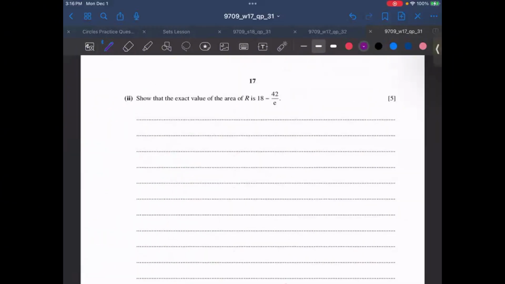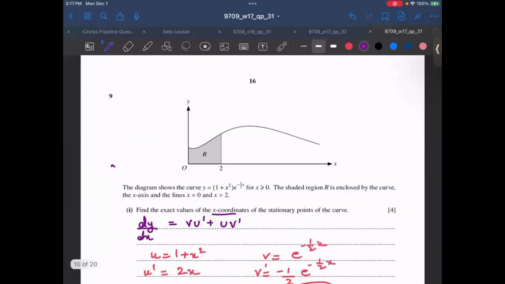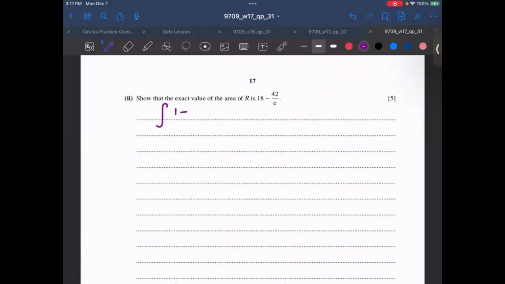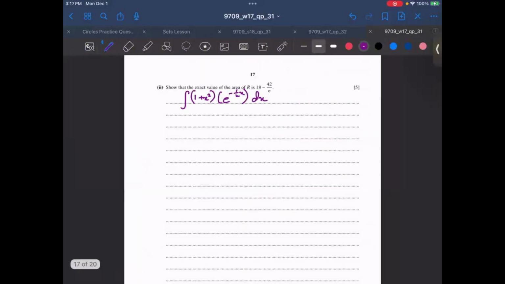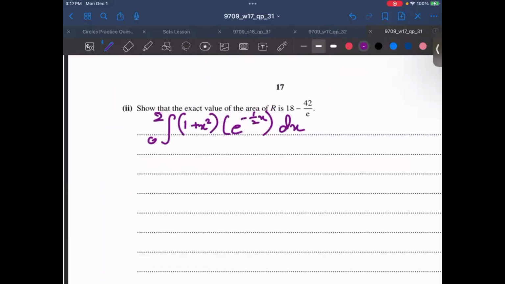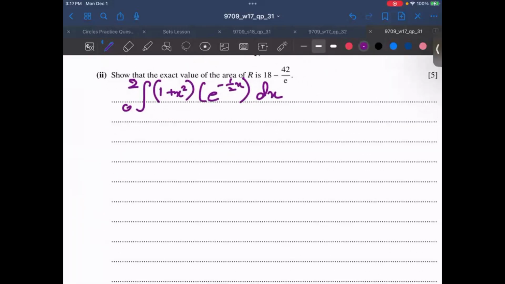In part 2, it says show that the exact value of the area of R. Now to find the area, we'll be integrating the expression, which is 1 plus x squared into e power minus half x with the limits 2 and 0, as it is bounded by the lines x equals 2 and x equals 0. Now to integrate this, we'll have to apply integration by parts.